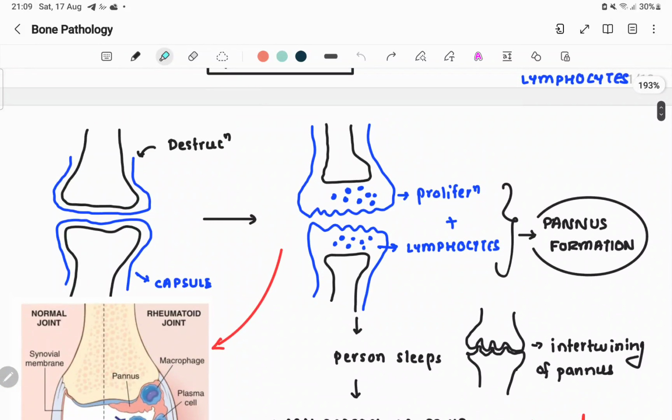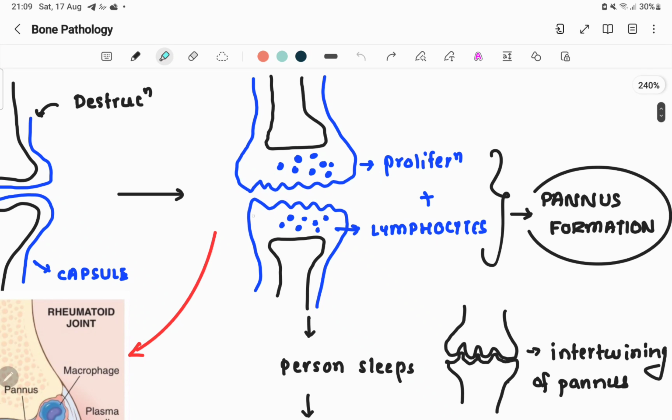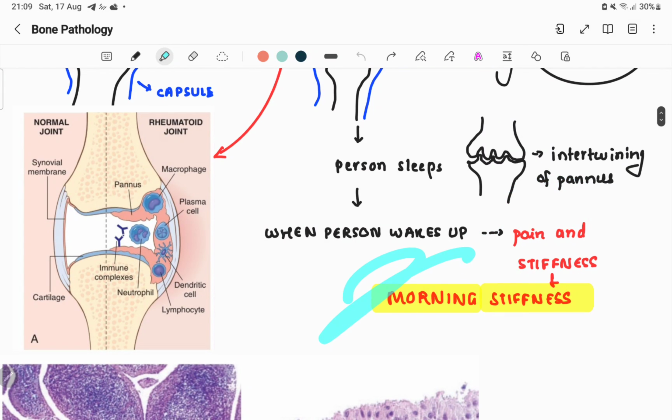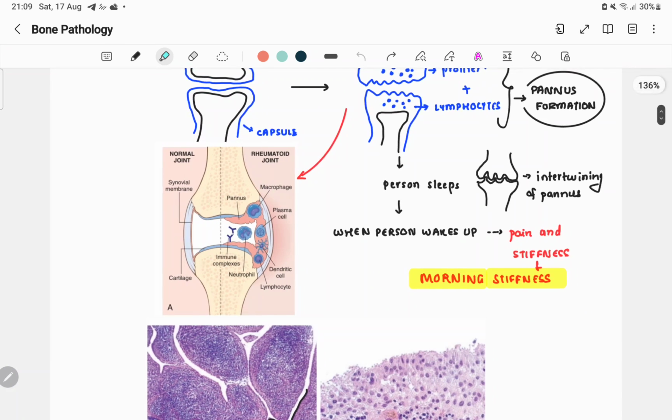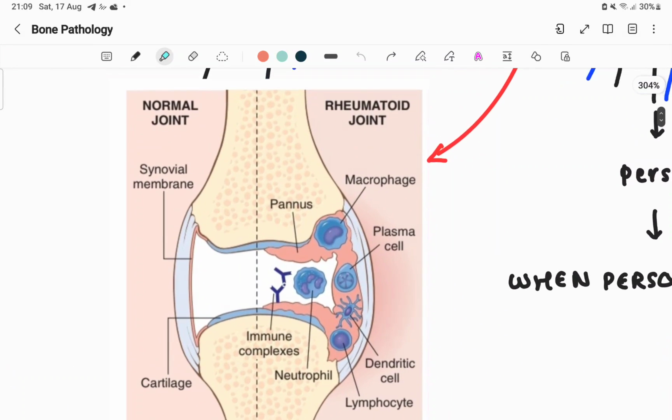And whenever the person sleeps, there is an intertwining of the pannus. This pannus formation will cause an irregular border, and this will intertwine. This intertwining will cause pain and stiffness, which is called the morning stiffness. The person will find it very difficult to get up in the morning, right? Look at this, what is happening.